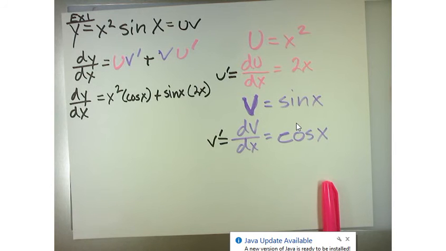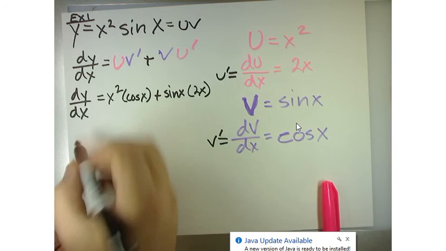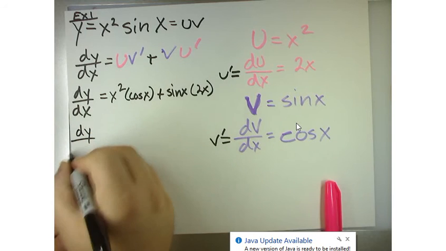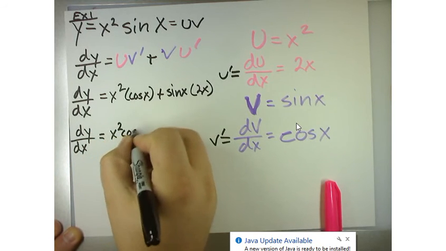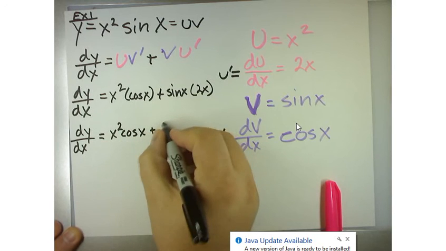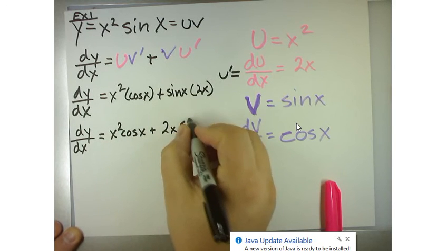Wait, how do you clean it? Well, this one you can't clean up any. That's pretty much it. You just leave it as x squared cosine of x plus, and then you toss the 2x to the front, sine of x.